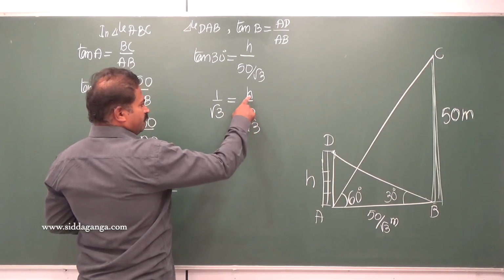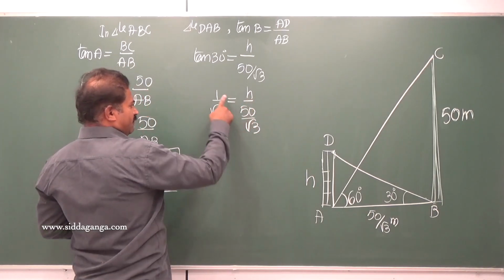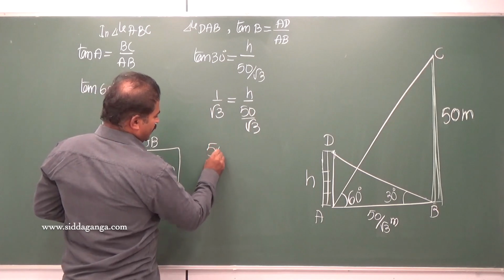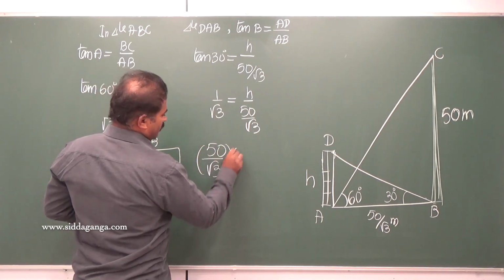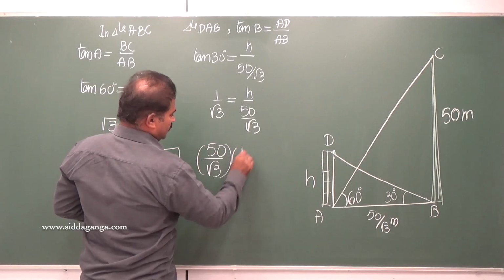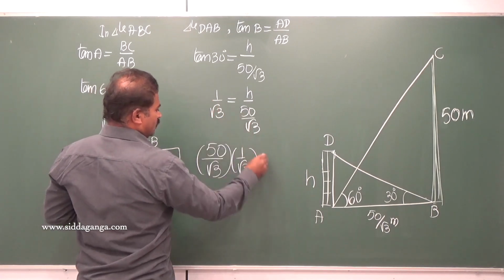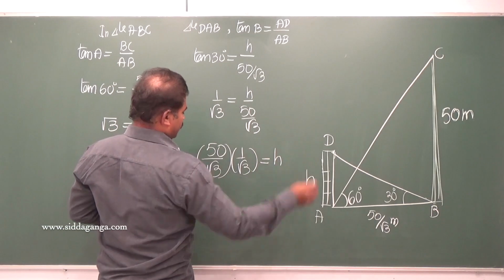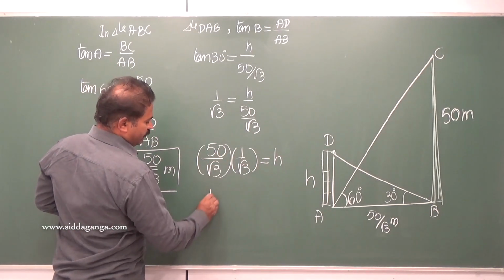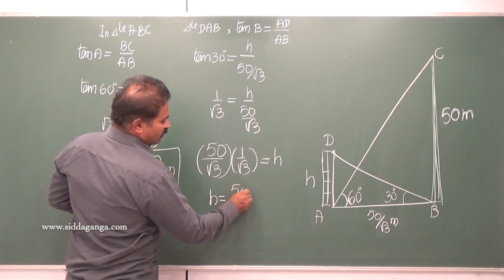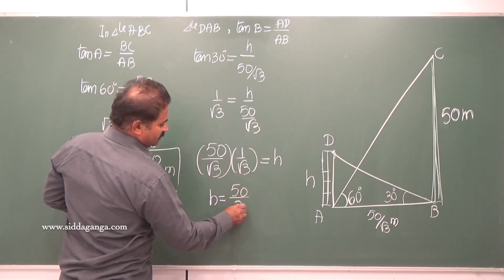Now you need to find the value of H. You can shift the value here. So this is 50 by root 3 into 1 by root 3. We are cross multiplying these two, which is equal to H. Now root 3 into root 3 is 3. Upon that you have 50. So H is equal to 50 by root 3 into root 3, which is 3.